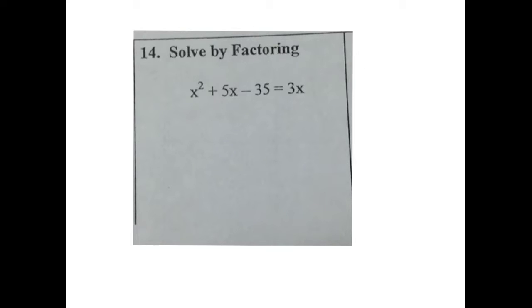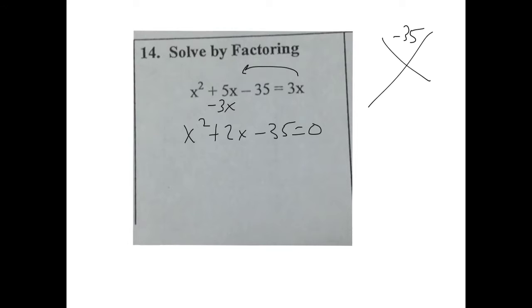This one actually does tell us to factor. I'm going to move the 3x over, and when I do, that becomes a subtract 3x. So this is x squared plus 2x minus 35 equals 0. This is a full x one, so it's negative 35 on top, 2 on bottom. 5 and 7 are going to be my numbers. To get a positive 2, I need a negative 5, so negative 5 and positive 7.